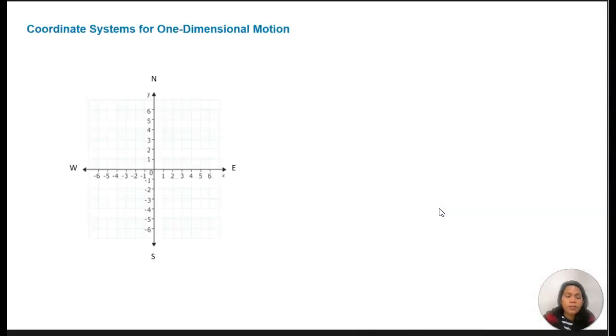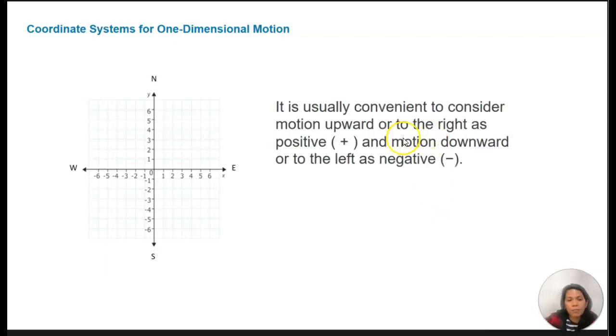Coordinate system. In our class, we will conveniently consider which direction is positive or negative. We designate north as our positive, and the opposite of that is south, which is going to be negative. If east is our positive, going west is negative.